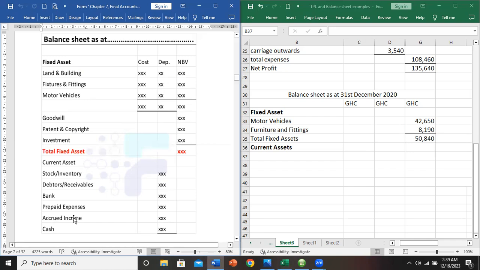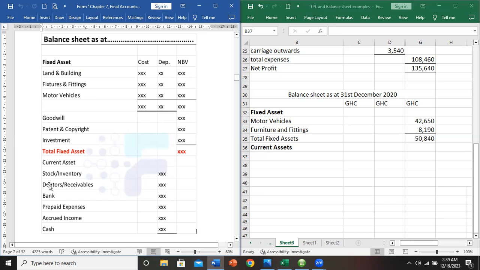Prepaid expense, accrued income, you can also easily recover cash from them. For instance, if you have prepaid rent, you can go to your landlord and say, please, I need my money, and you get cash. Debtors, you can easily get cash from debtors. You go to them and you say, please bring my money. But it may drag a little compared to when you go to the bank.